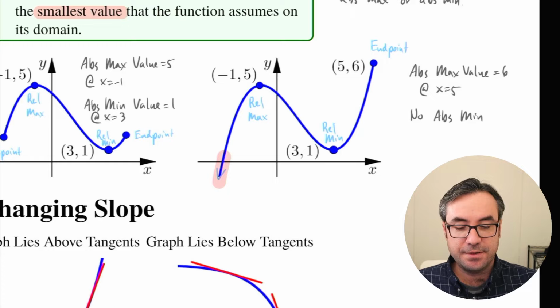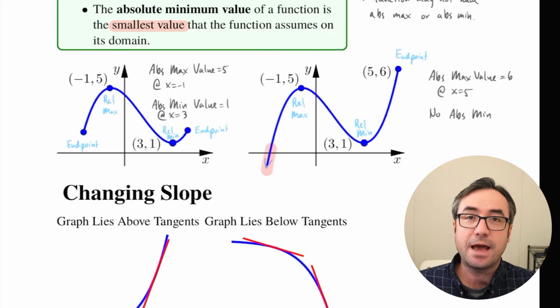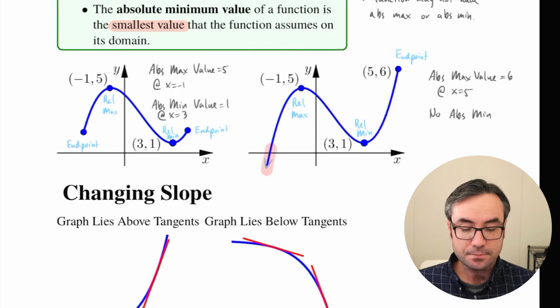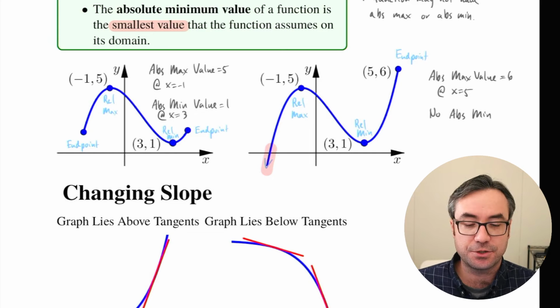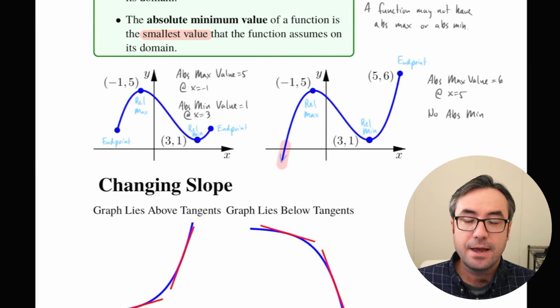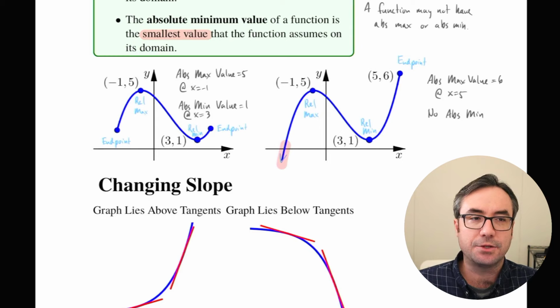All right, so in this little example, we're seeing that the absolute max happens at an endpoint, but then we don't actually have an absolute min. We're going to investigate this further, and we're going to see how to use derivatives to help us locate where these different maxes and mins might occur. So right now we're just introducing the terminology here.